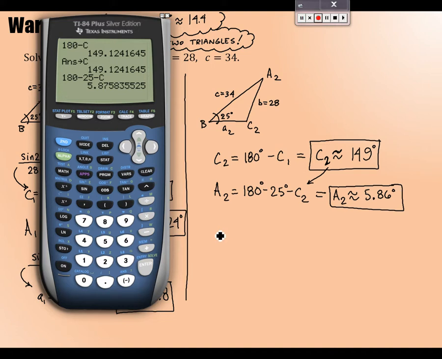So a2 is gotten exactly how a1 was gotten. Sine of 25, we can use the same relationship, over 28 is equal to sine A2 over little a2, so that little a2 is equal to 28 sine A2 over sine 25.